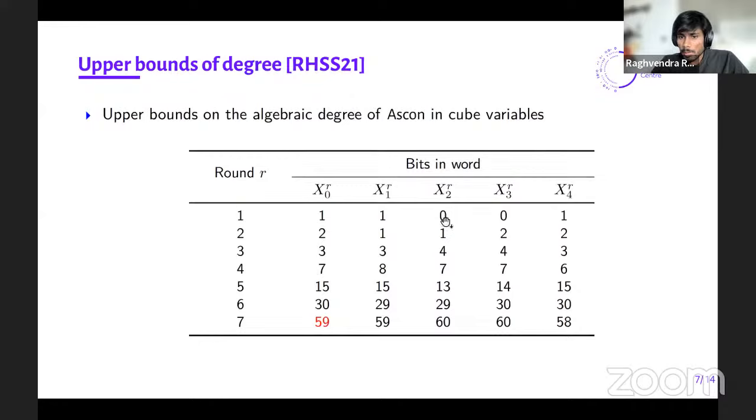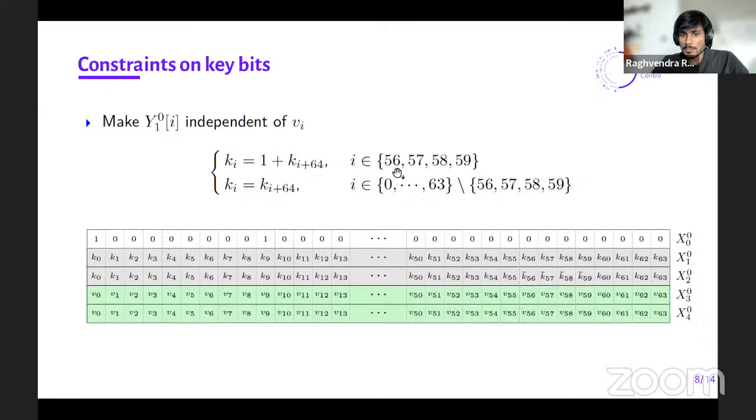If we see in round 1, word 2 and word 3 are independent of the nonce variables. So can we make more words independent of nonce variables, or after round 2, can we make all these quadratic terms linear? So what we do, we can make word 1 after round 1 independent of the nonce variables. This can be done by putting some additional constraints on the key bits as follows. If the index is from 56 to 59, we take the key bits as complements of each other. Otherwise, we take them equal.